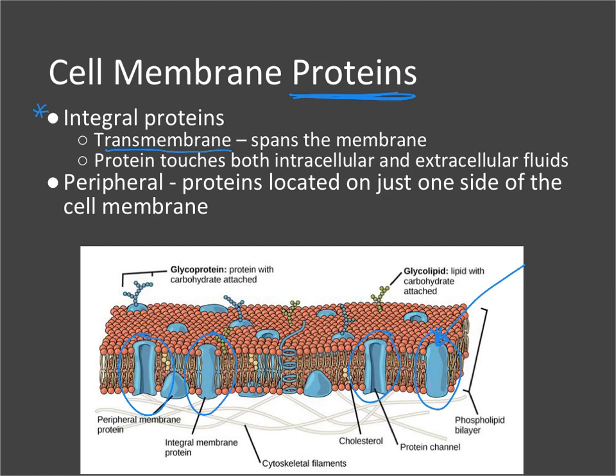Now, peripheral proteins are located on just one side of the cell membrane. So they might be on just the inside, or they might be on just the outside of the cell membrane. So you can see here that there's one inside here, and then there's one sticking out the outside here. And we'll talk about how the different types of proteins have different functions.